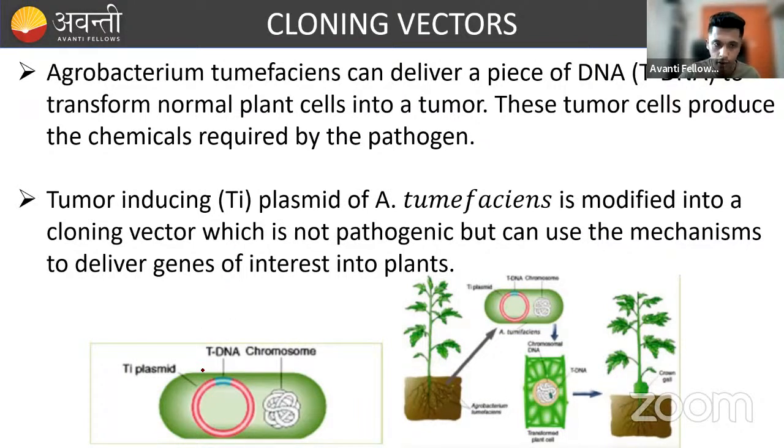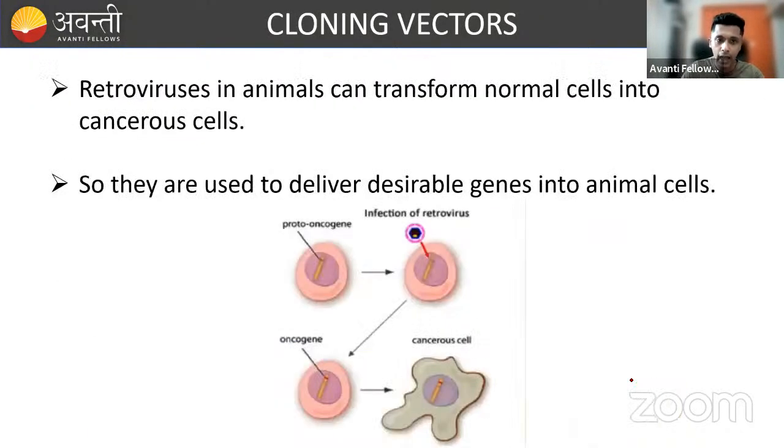So you can see here what it does. They have a tumor-inducing plasmid, that is the tumor-inducing gene. When they infect the plant roots, see what happens to the plant root. You can see that there is a crown gall, the disease called tumorous disease, that is caused in the plants, correct? So that is happening here with Agrobacterium.